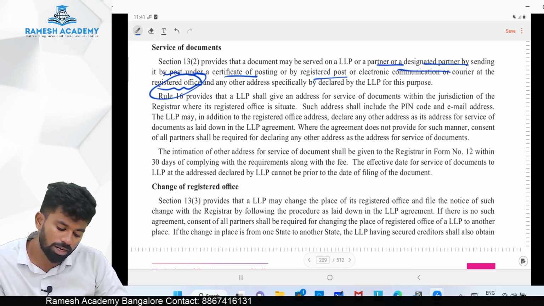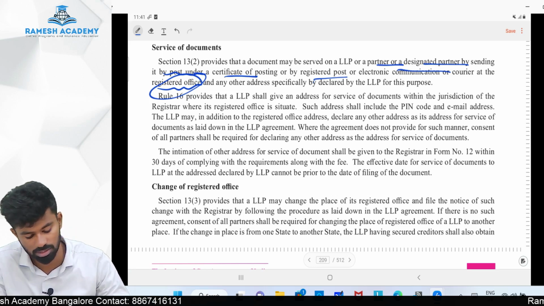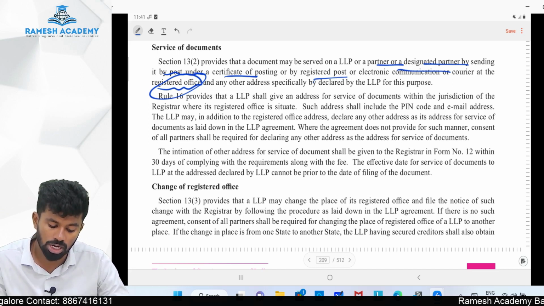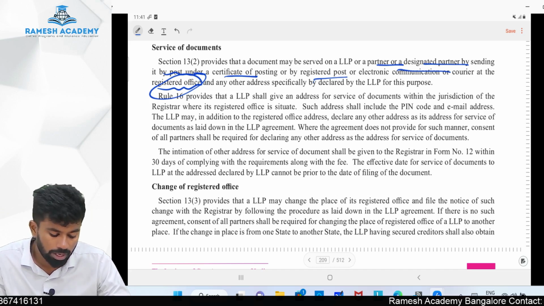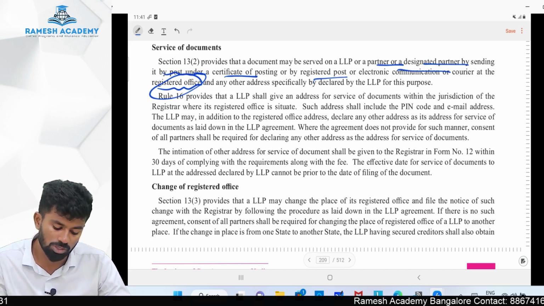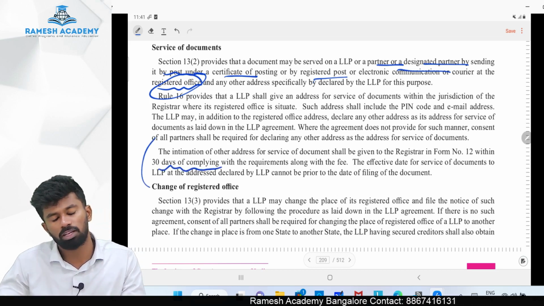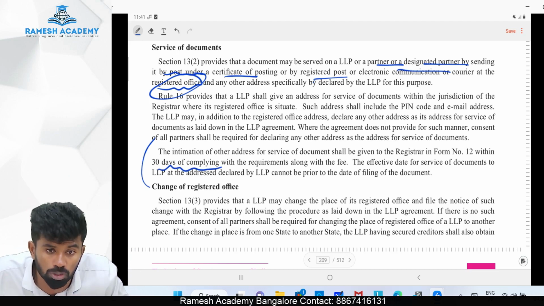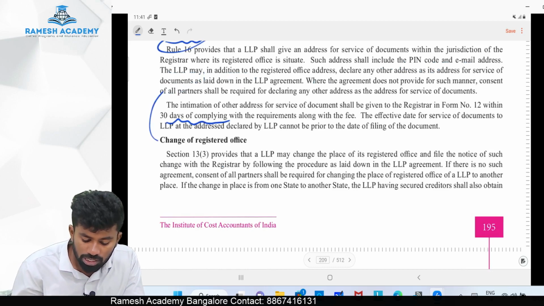The LLP shall give an address for service of documents within the jurisdiction of the ROC where its registered office is situated. Such address shall include the PIN code, email address, everything. The intimation of another address for service of documents shall be given to the registrar in Form 12 within how many days? 30 days. So if there is any change of address for service, the same should be informed to the registrar also. Section 13, change in the registered office.